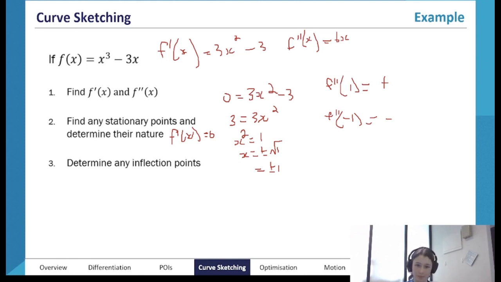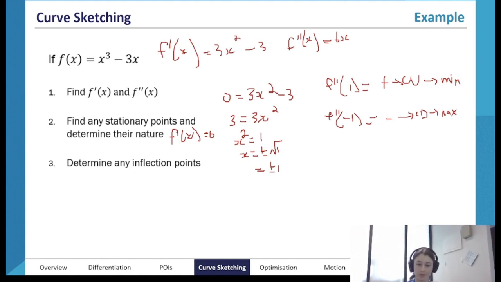Now remember, if our second derivative is positive, it's concave up, which means it is a local minimum stationary point. If our second derivative is negative, which means we have a concave down curve, then the nature of our stationary point is a local maximum. So this tells us the nature of the stationary points and their coordinates.